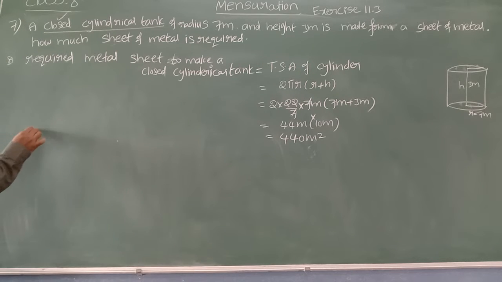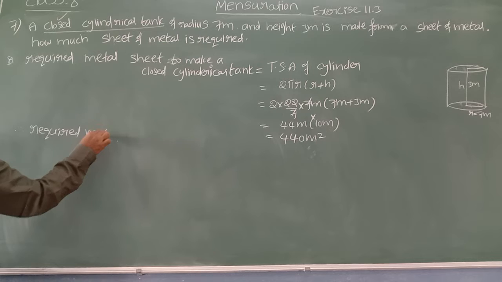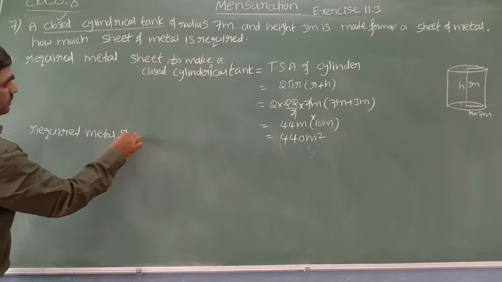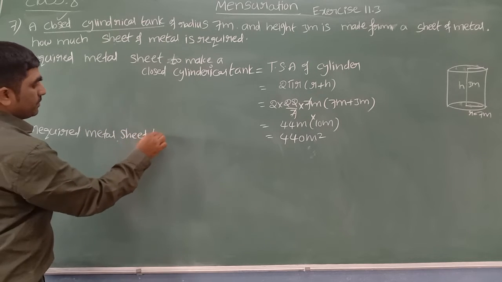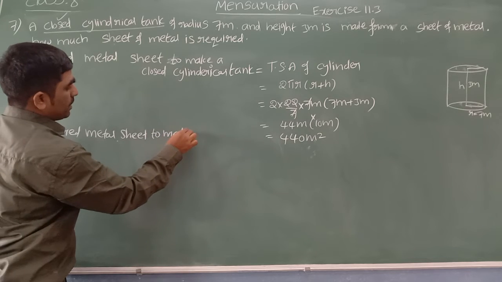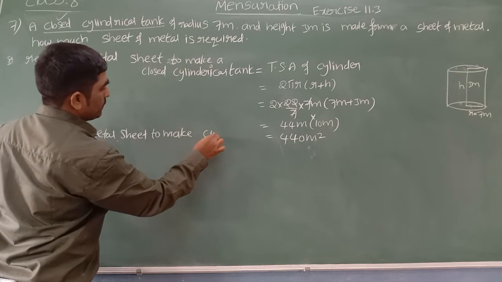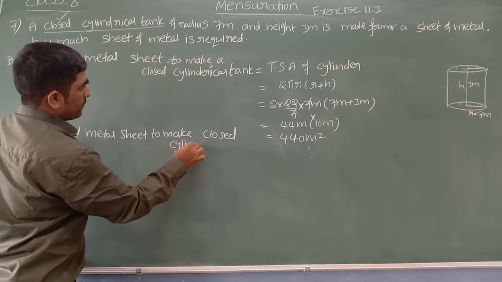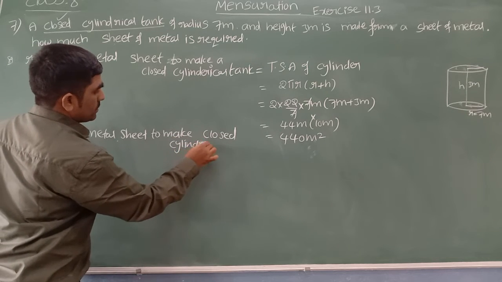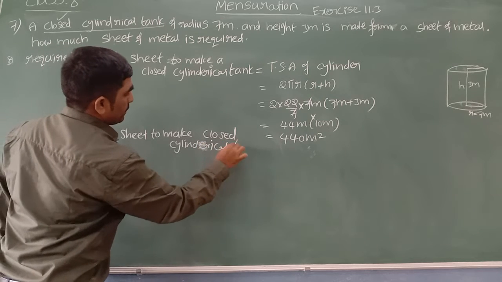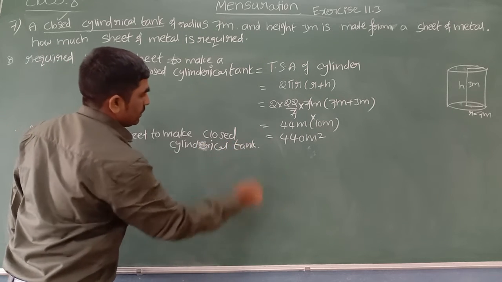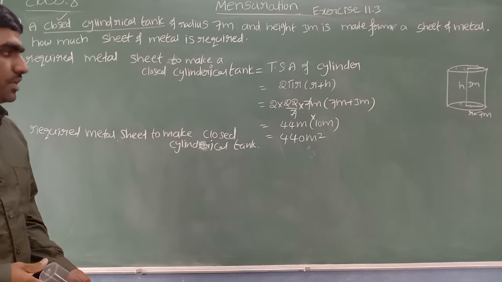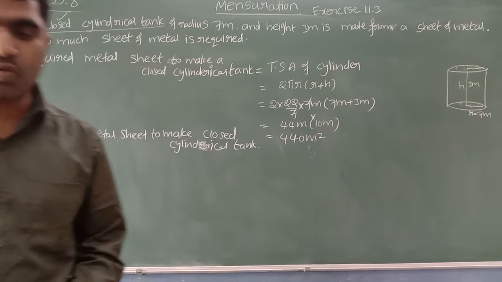Yes. Now we can write, therefore, the required metal sheet to make a closed cylindrical tank is equal to 440 square meters of metal sheet is required.